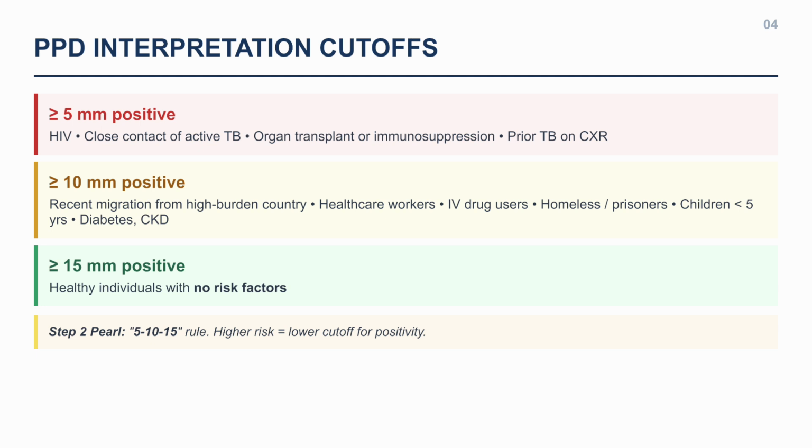A reaction of 10 millimeters or more is positive in moderate risk groups: recent migrants from high-burden countries, healthcare workers, IV drug users, homeless or incarcerated individuals, children under 5, and patients with diabetes or chronic kidney disease. A reaction of 15 millimeters or more is required to call it positive in otherwise healthy individuals with no risk factors. Step 2 Pearl. The higher the risk, the lower the cutoff. This is the most commonly tested concept, so memorize it cold.